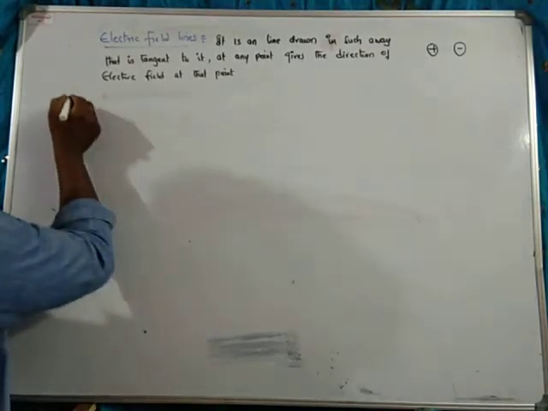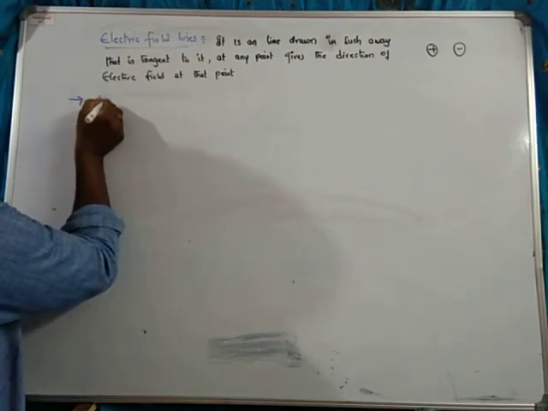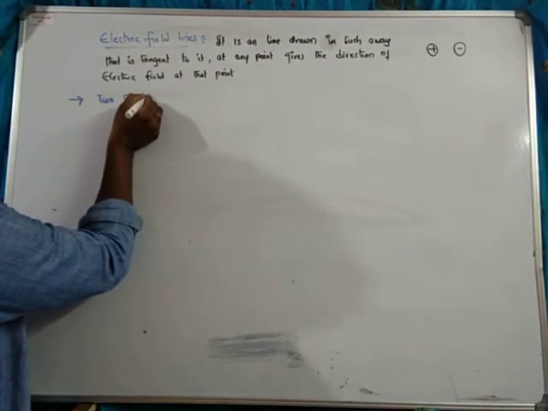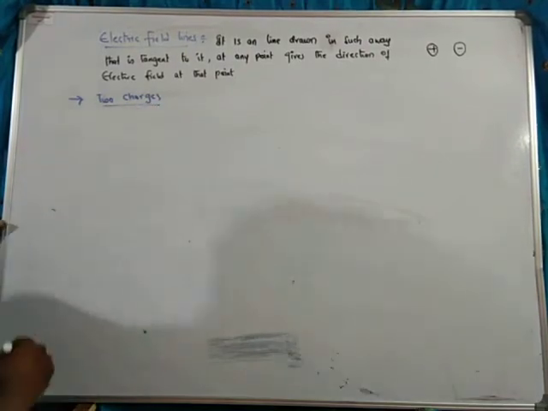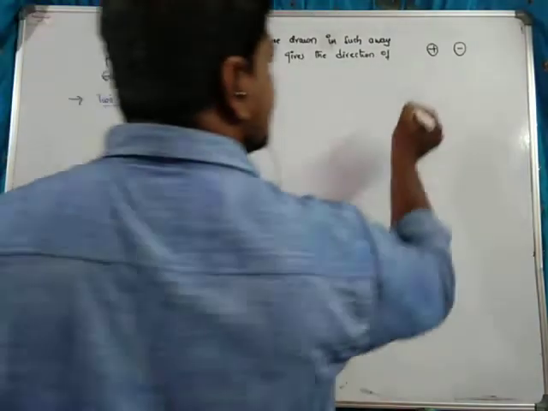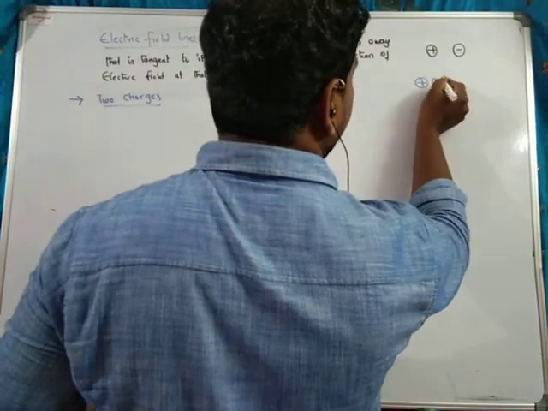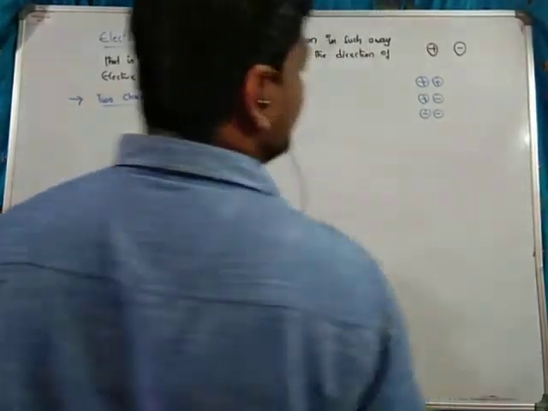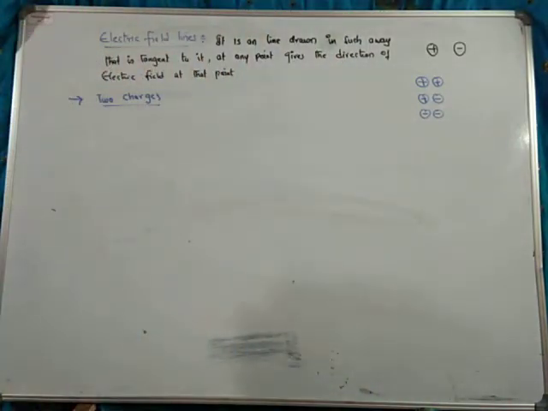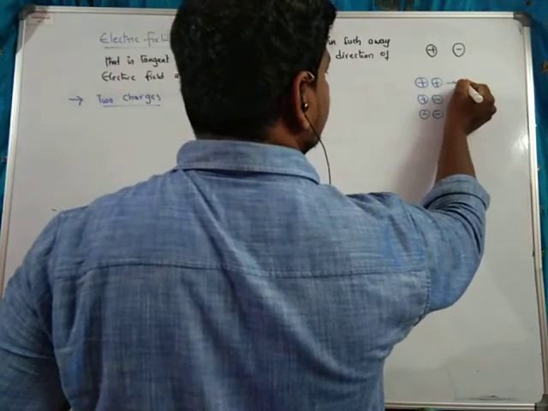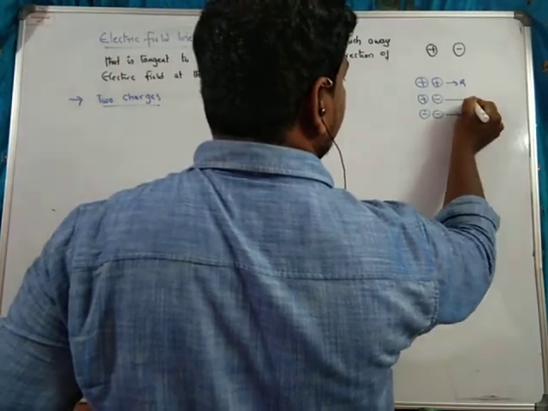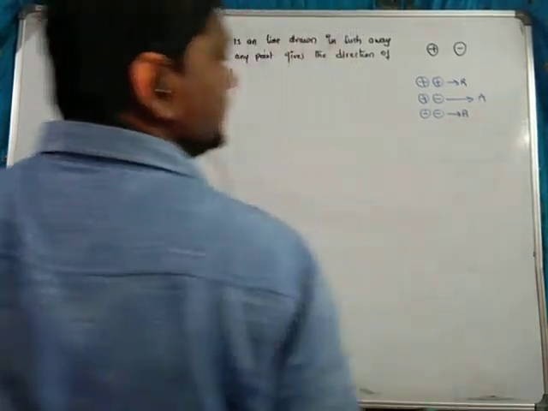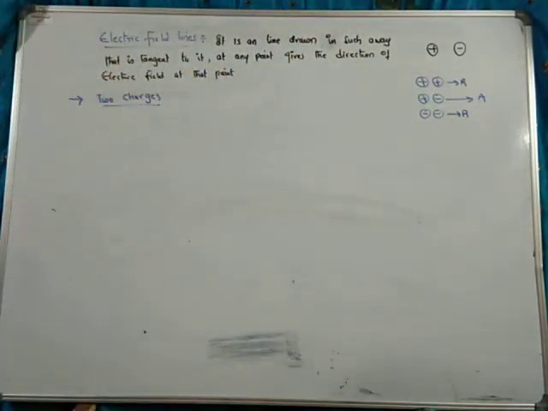Now we will define two charges. Two charges at a time means we will consider either positive positive, positive negative, or negative negative. We have three options. Already we know positive positive means repulsion, negative negative is also repulsion, and positive negative will be attraction. Based upon this we will represent three diagrams.